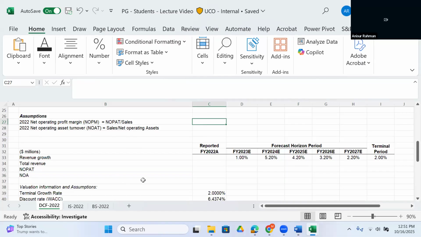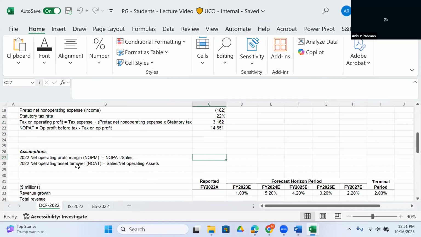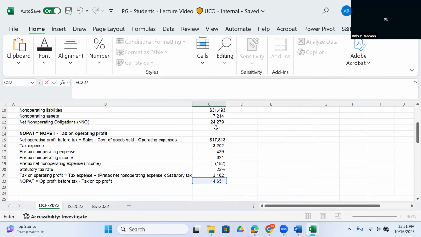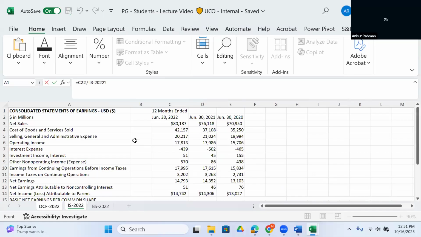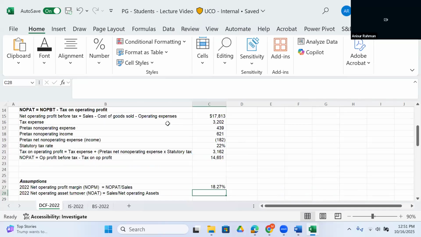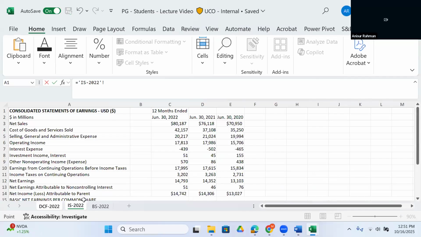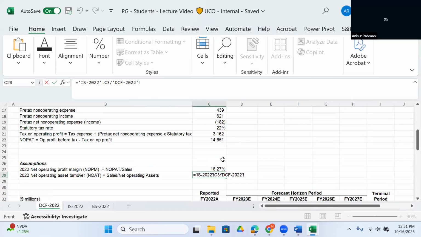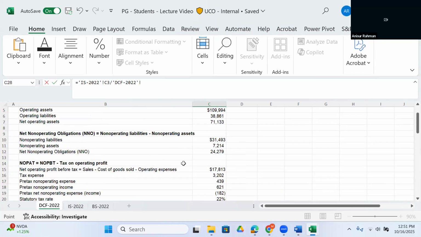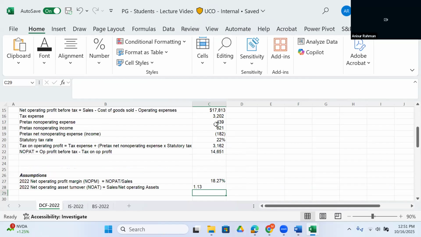So let us do that. First of all, net operating profit margin, which is NOPAT divided by sales. So I have to go to income statement, sales. Okay, 18.27. And net operating asset turnover, which is again sales divided by net operating assets.